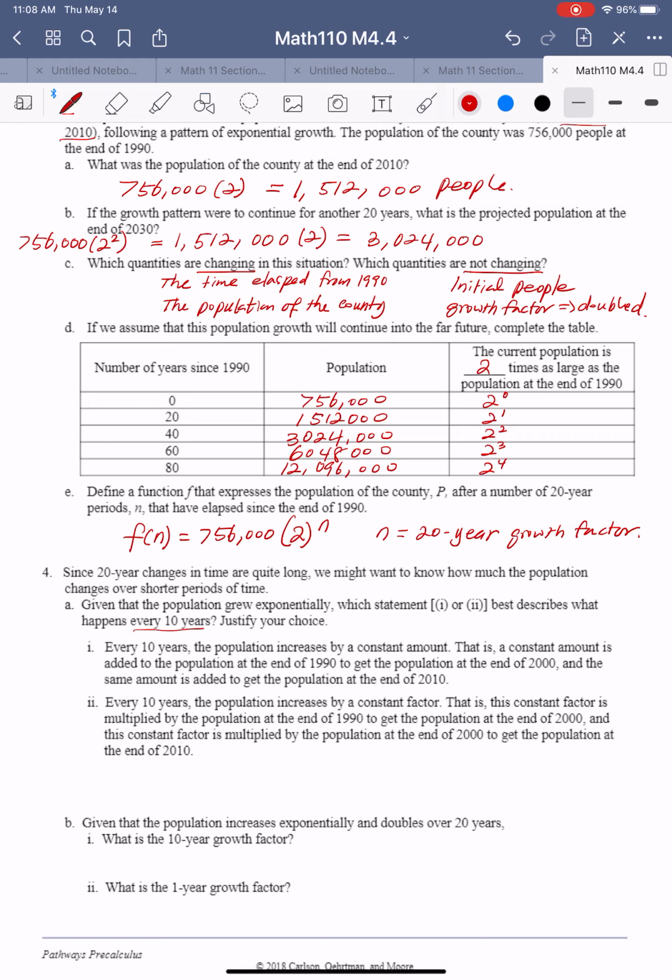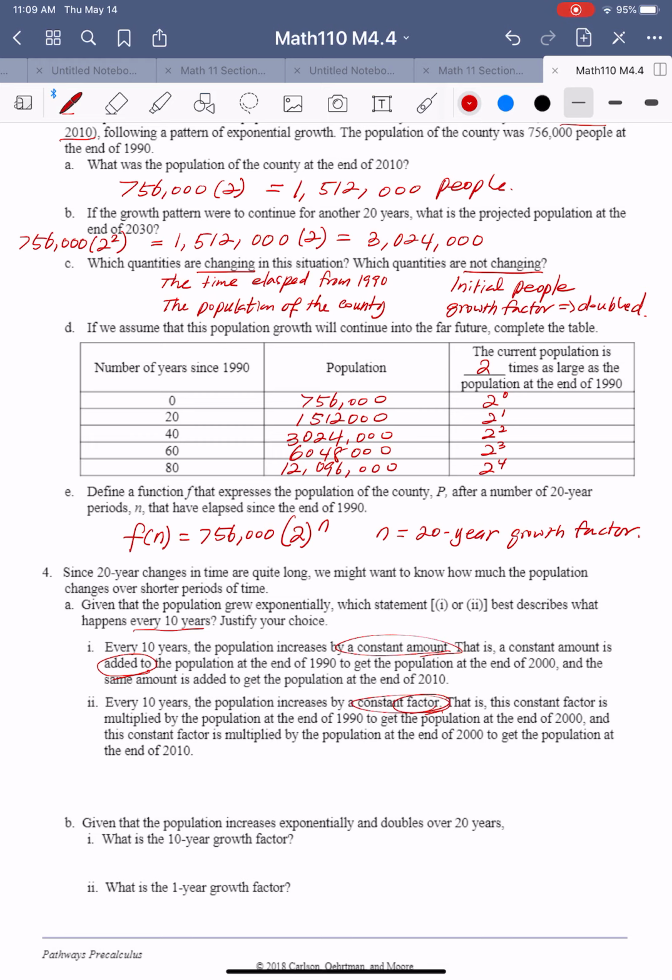That is, a constant amount is added to the population at the end of 1990 to get the population at the end of 2000. And the same amount is added to get the population at the end of 2010. Second, every 10 years the population increases by a constant factor. So this is a different amount, right?